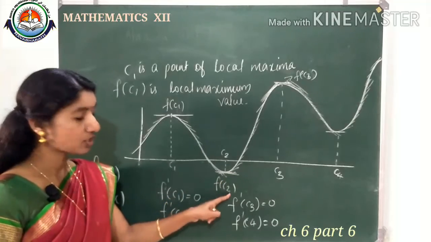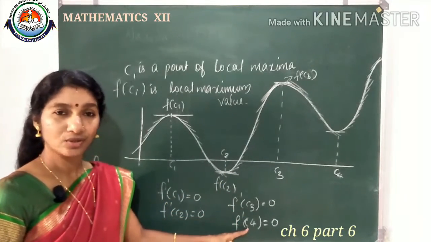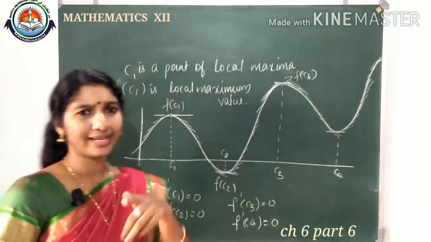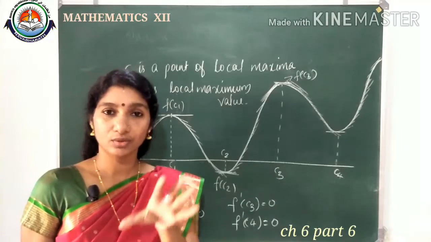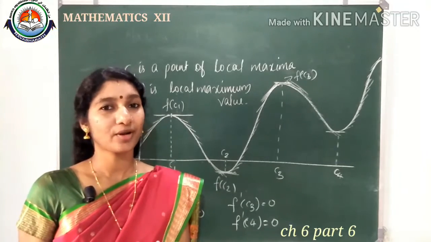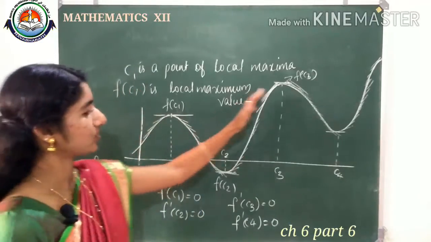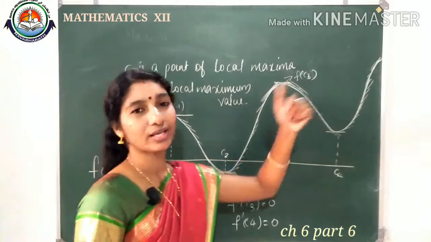That means f dash of C2 equal to 0, f dash of C3 equal to 0, f dash of C4 equal to 0. So all these points we call by a name, where this function's first derivative value is equal to 0. We are calling these values critical points. So how many critical points are we getting at present? 1, 2, 3, 4 critical points.